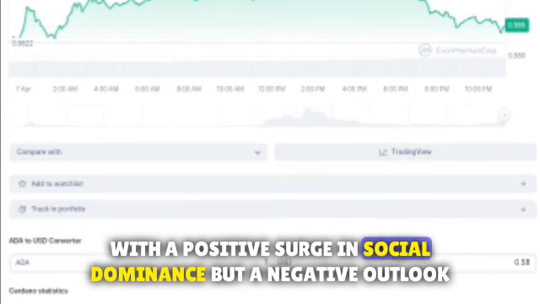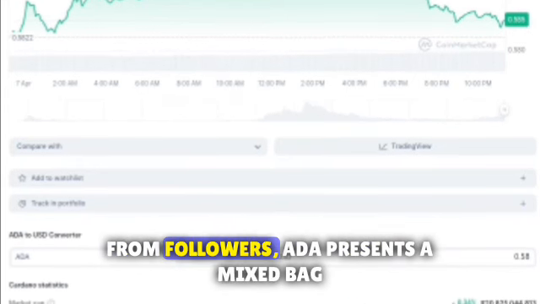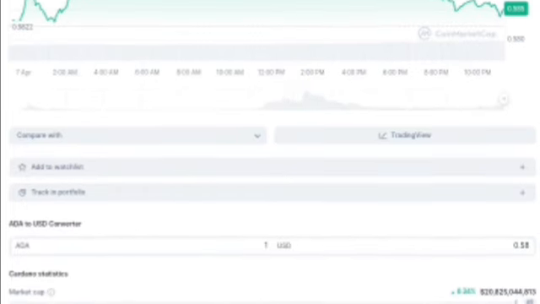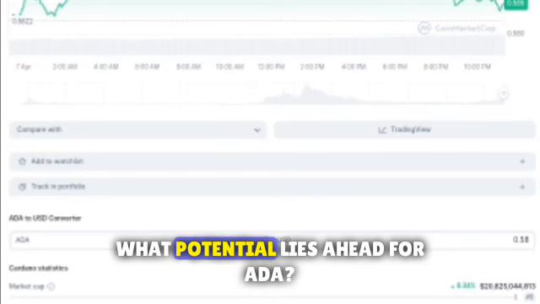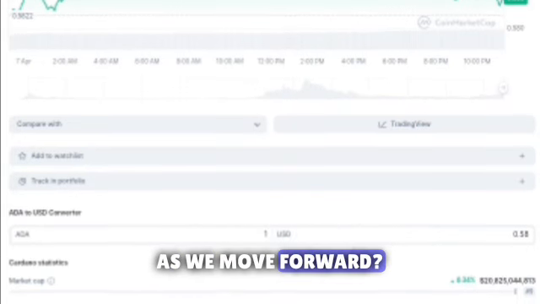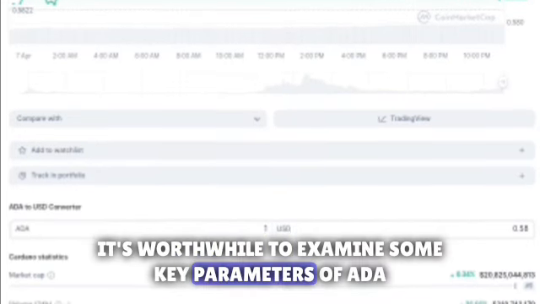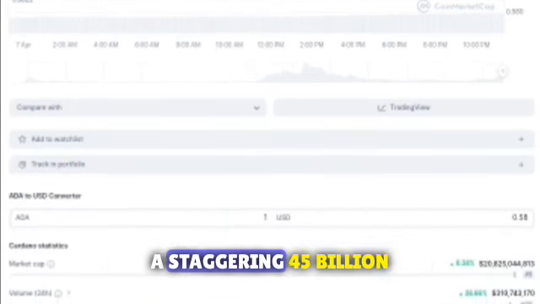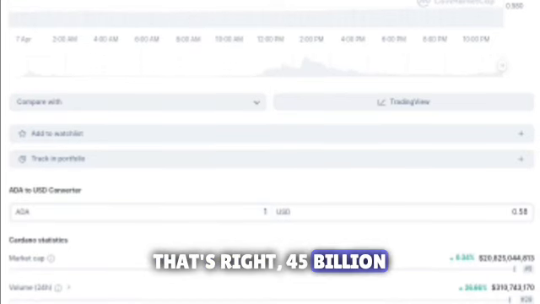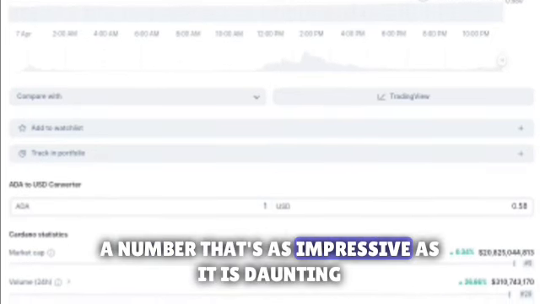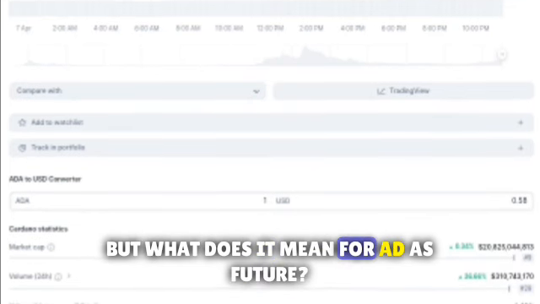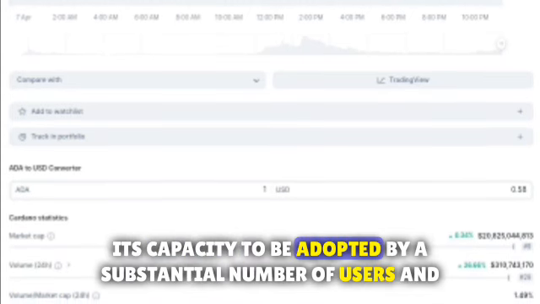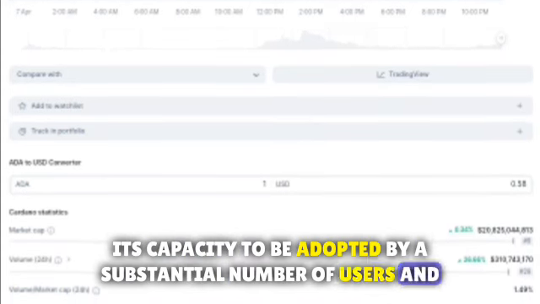With a positive surge in social dominance, but a negative outlook from followers, ADA presents a mixed bag. What then does the future hold for ADA? As we peer into the crystal ball, what potential lies ahead for ADA? As we move forward, it's worthwhile to examine some key parameters of ADA. First off, let's not forget the total supply of this cryptocurrency, a staggering 45 billion. That's right, 45 billion. A number that's as impressive as it is daunting. But what does it mean for ADA's future? It's a signal of ADA's potential reach, its capacity to be adopted by a substantial number of users and investors.